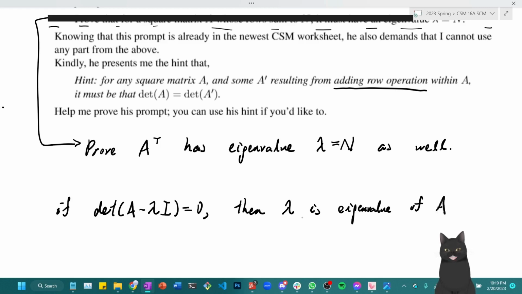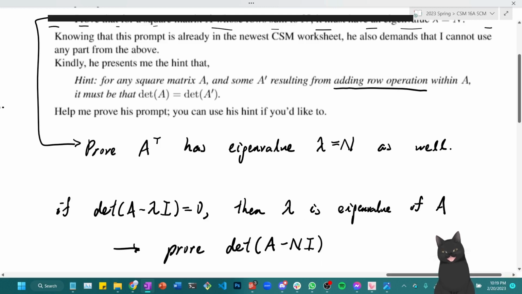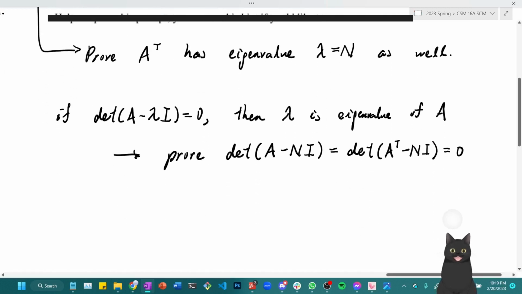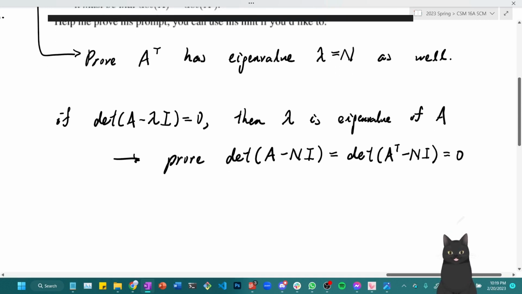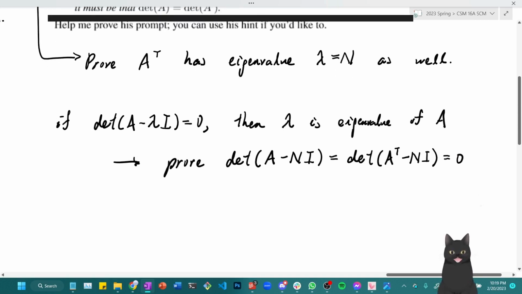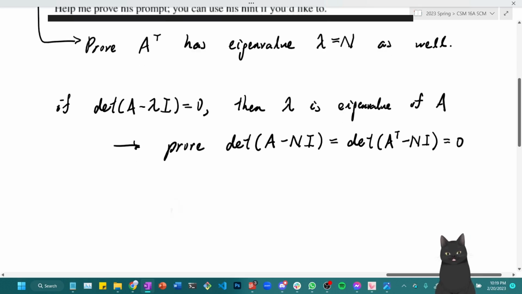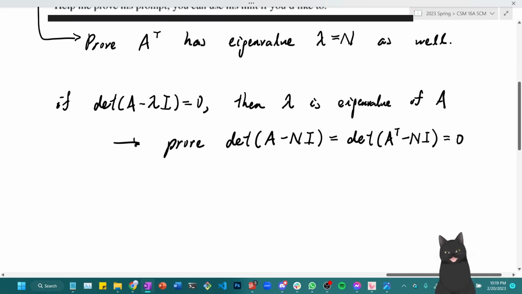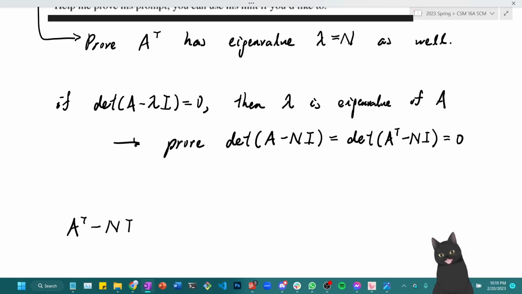In other words, the equivalent prompt that we're trying to prove is that the determinant of A minus nI, which is equal to the determinant of A transpose minus nI, is equal to 0. So with that being noted, what I'm going to do next is to try to prove this claim. First of all, it will be very convenient to see what A minus nI and A transpose minus nI look like. So for now, I'll deal with A transpose minus nI because that's what we're going to deal with next. I'll talk about the reason later.